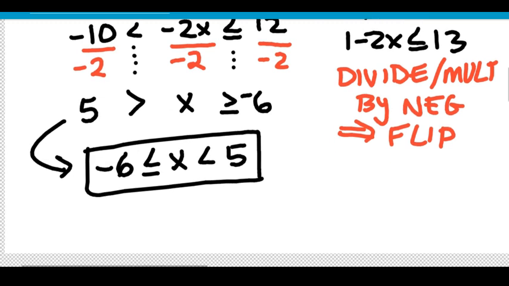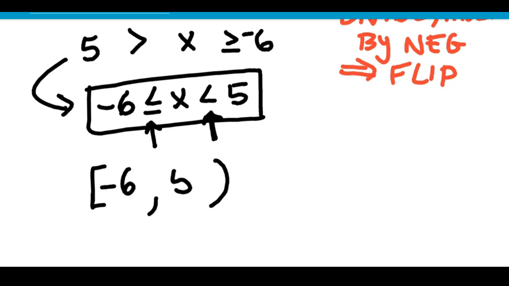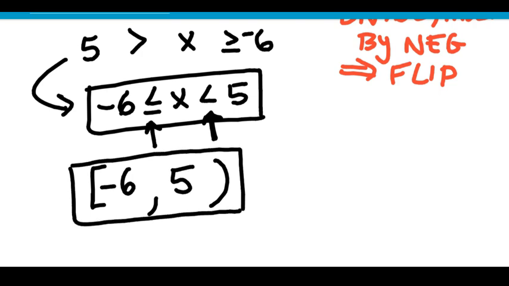If we were to write this in interval notation, anytime you have an equal bar on your inequality symbol, like we have right under here, you're going to use a bracket. And then anytime you have no equal bar under your symbol, like we have on the right side, you use a parenthesis. And so x is greater than or equal to -6, but less than 5. So this is also the answer, but in interval notation.